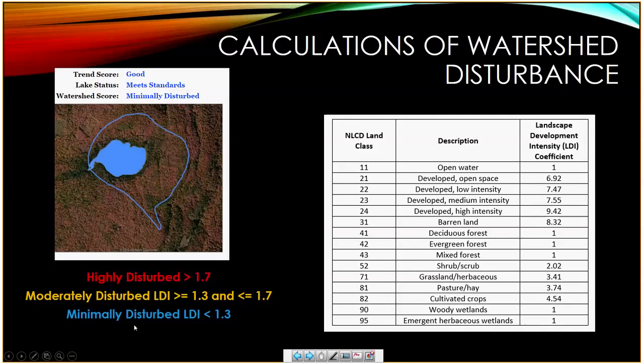We've broken that out into highly disturbed. So if the score is greater than 1.7, the watershed is colored red and considered highly disturbed. If it's less than 1.3, it's colored blue and considered minimally disturbed. And you can see an example of a minimally disturbed watershed here. Again, the outline is blue, but we have that underlying Google Earth imagery, so you can actually see that that makes sense, right? This is a strongly wooded watershed, and so it should be minimally disturbed.